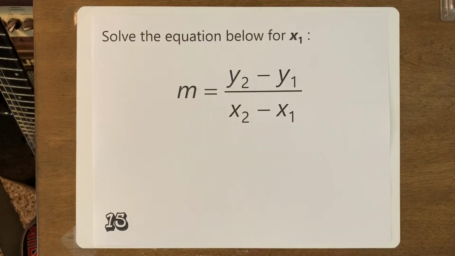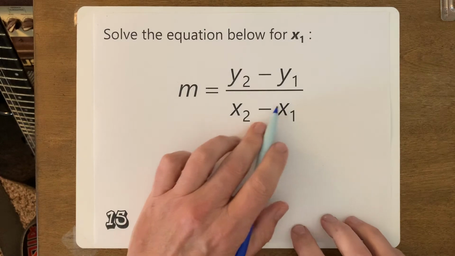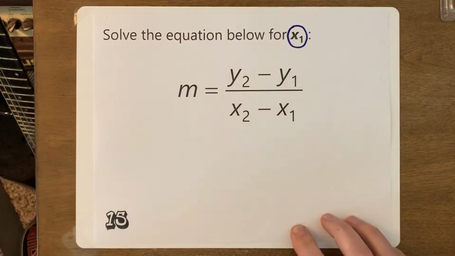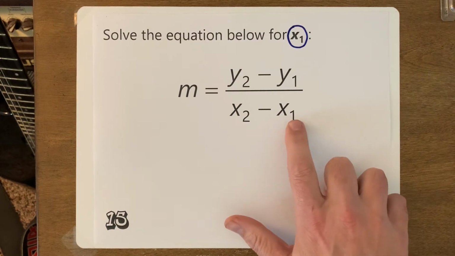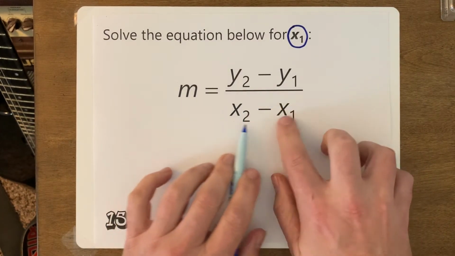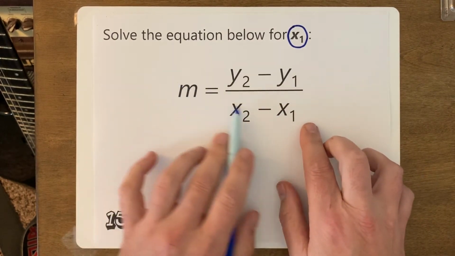All right, here we have a familiar one, and that happens to be the formula for slope. And so it's asking us to get this guy by itself for some reason. All right, so we need to get that guy by itself. What I'm going to do here, I'm going to do something interesting. I'm going to take this whole thing and I'm going to switch places with the m. I'm going to swap those out.